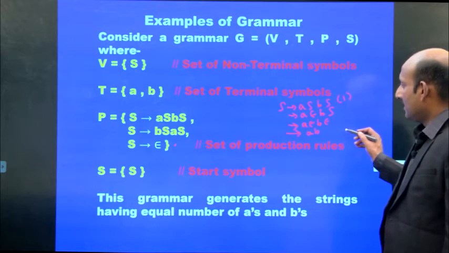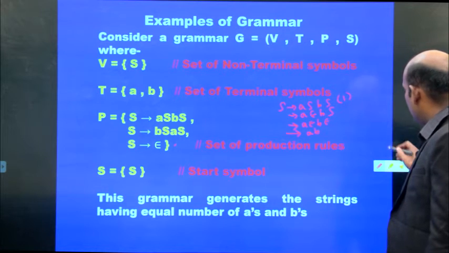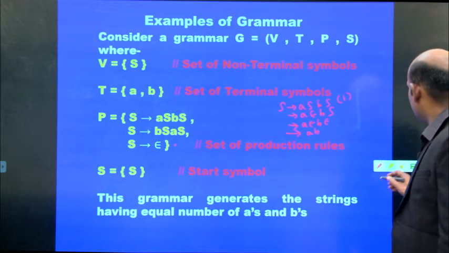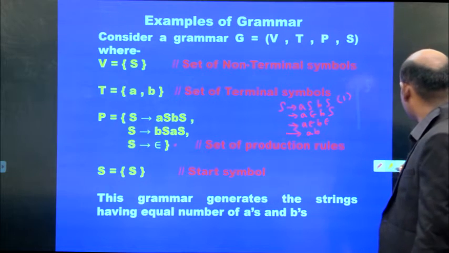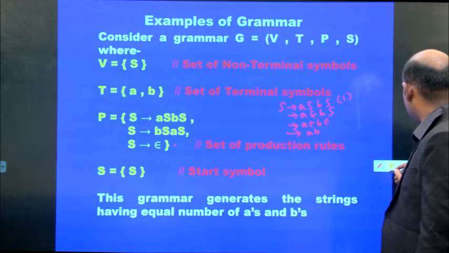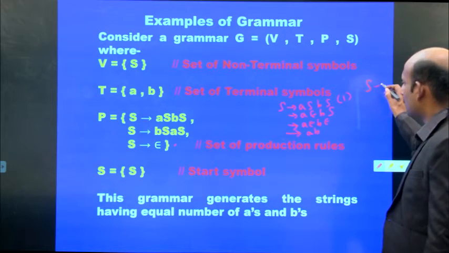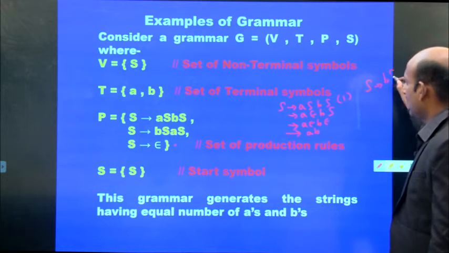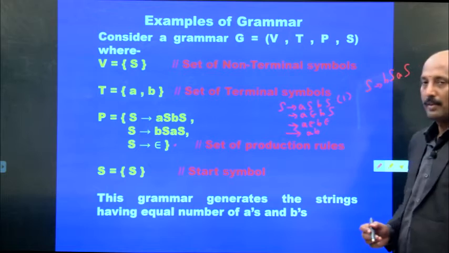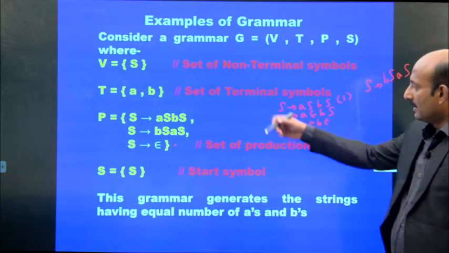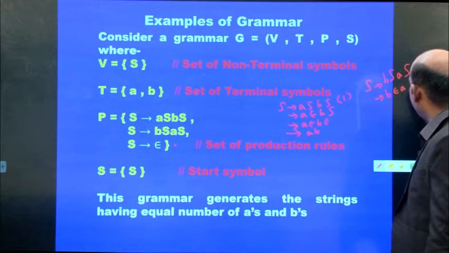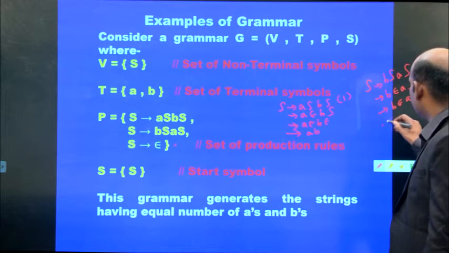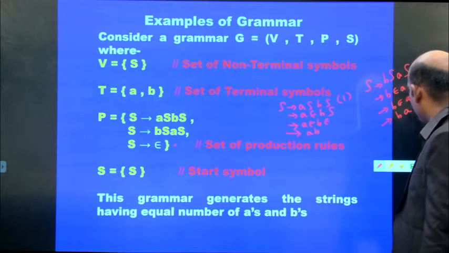Similarly, we can take this next production. S tends to B, S, A, S. B, S, A, S. We can go for substitute. B, epsilon, A, S. Next, B, epsilon, A, epsilon. Then finally we can get B, A.